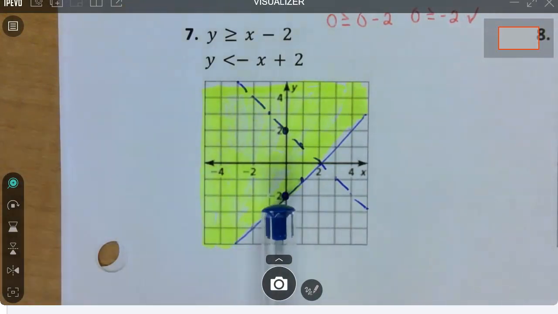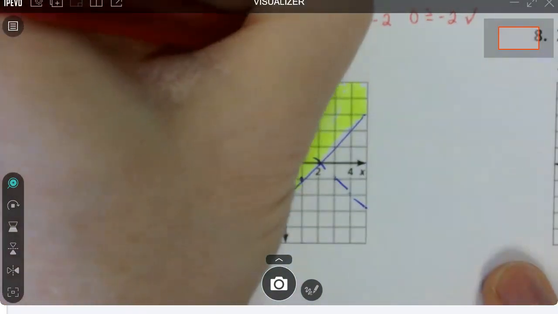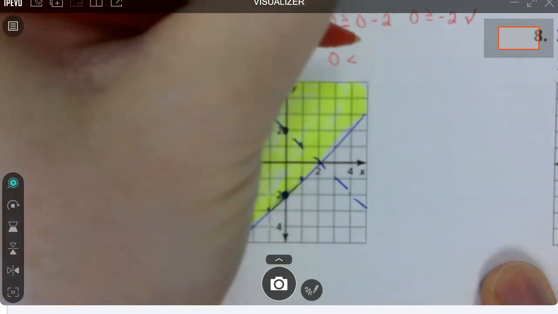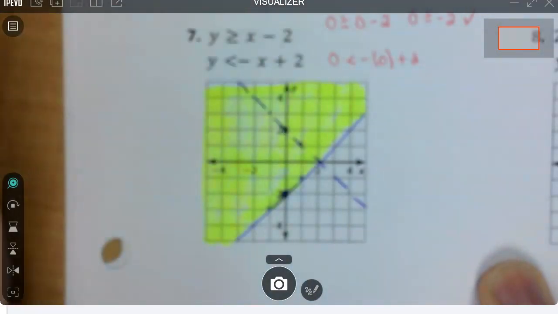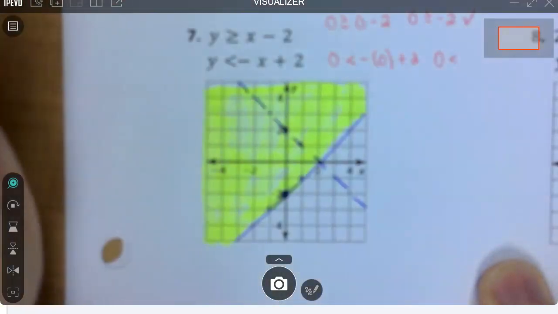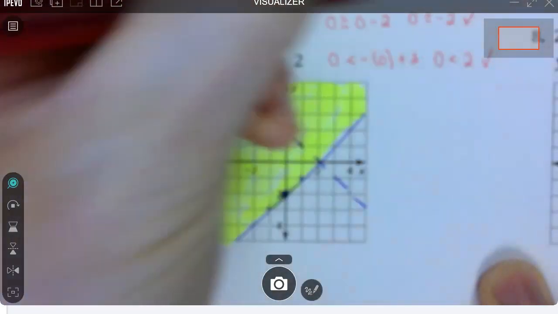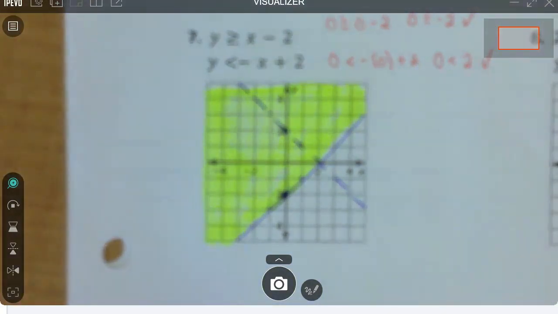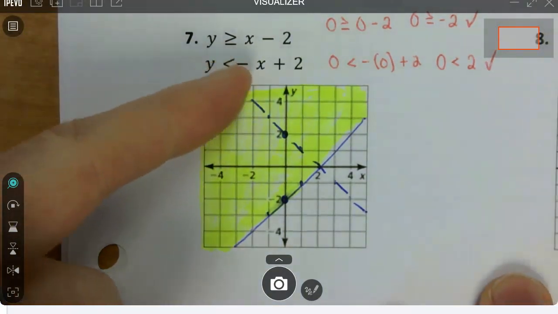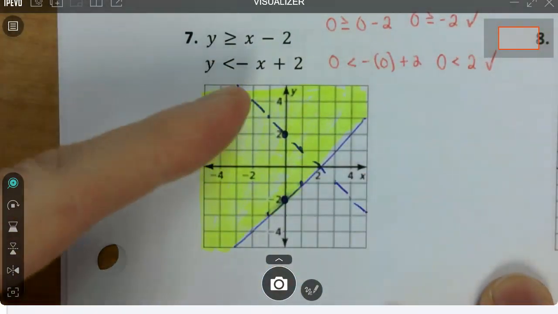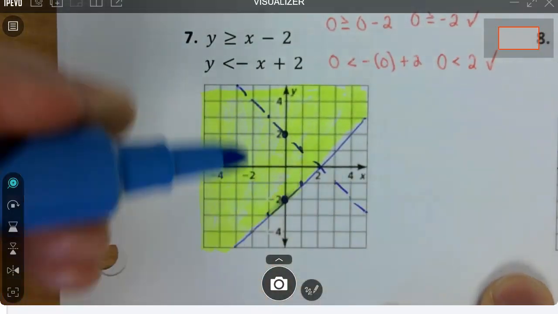And now, again, 0, 0 is not part of that, so I can test 0, 0. And is 0 less than negative 0 plus 2? Well, that all equates to 0 being less than 2, which is good. So again, this is one where 0, 0 did work, so I shade the region of the graph that included 0, 0. For this dashed line right here, 0, 0 is everything below that.